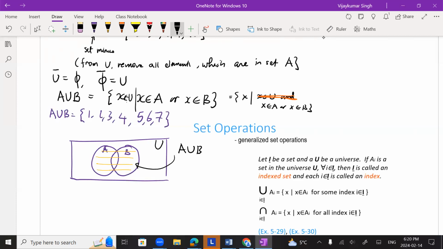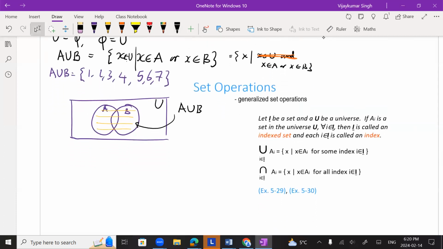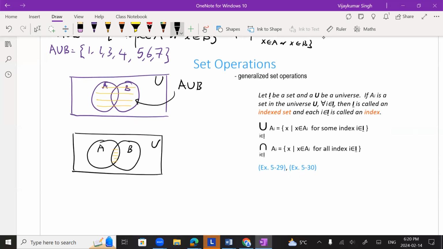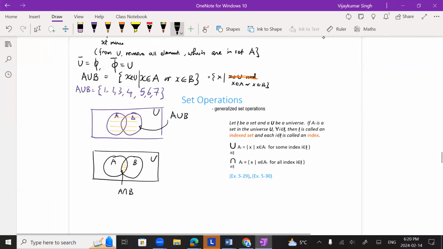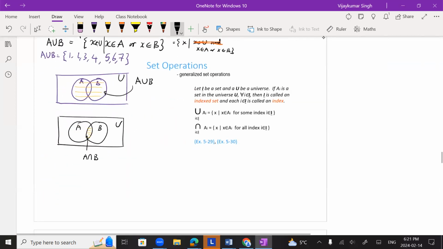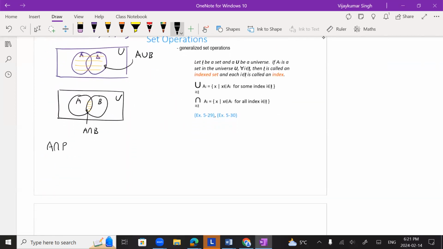So similar to union, there's a concept of what? Intersection. So what is an intersection? Intersection is what is common in both of them. So I have A, I have B in universe U. This part is my A intersection B. So what is common in both of them? How will I write it? For our example, we have only one in common, right? So A intersection B is simply 1.